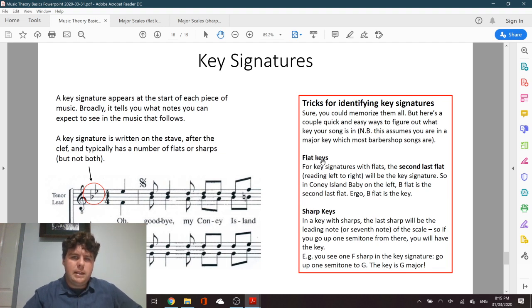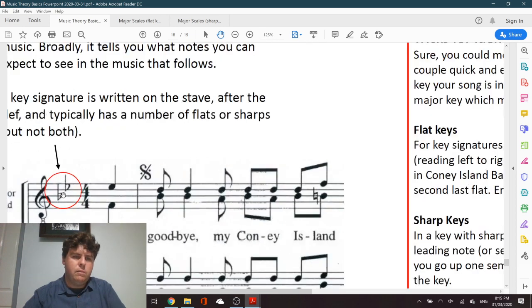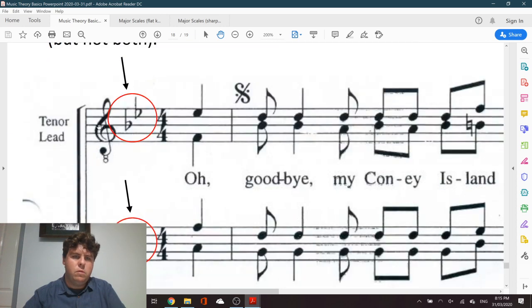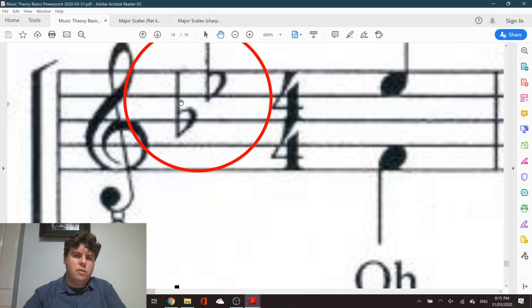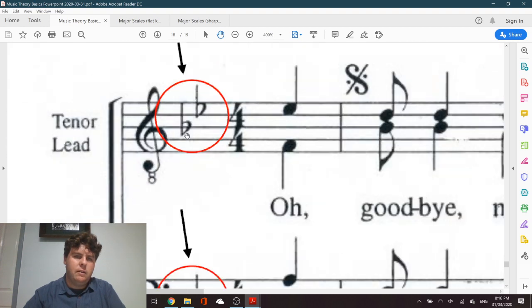Okay, so flat keys. For key signatures with flats, like this one over here, the second last flat, as you're reading from left to right, will be the key signature. So in Coney Island Baby, B flat is the second last flat. If I zoom in, there's two flats. The second last one is B flat. Every good boy, B flat.